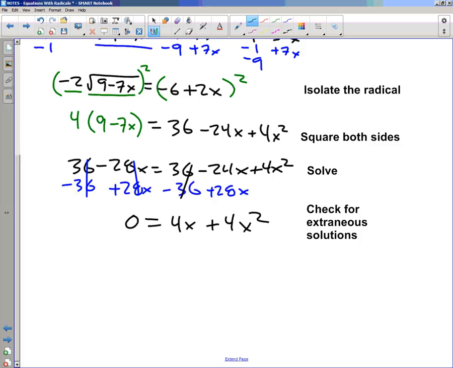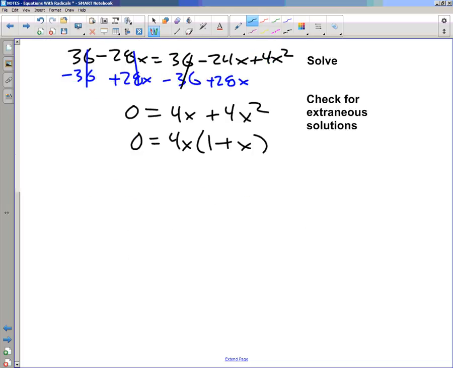Okay, moving right along. Let's go ahead and pull out a GCF here. It's going to leave us with 1 plus x inside. And now that we have it factored and 0 on one side, we can go ahead and split up our two factors, setting them each equal to 0.